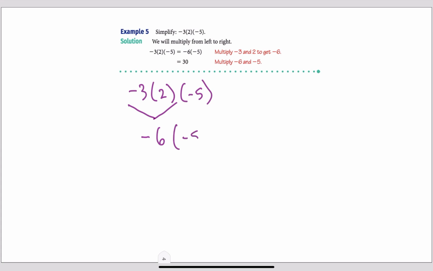Now I bring everything else down. Now the next thing I'll do is multiply negative 6 times negative 5. In multiplication, when the signs are the same, the result is positive, so I actually don't even need a sign, right? I could write one, but I don't really need one. 6 times 5 is 30, and I know it's a positive 30 because I don't see a sign.